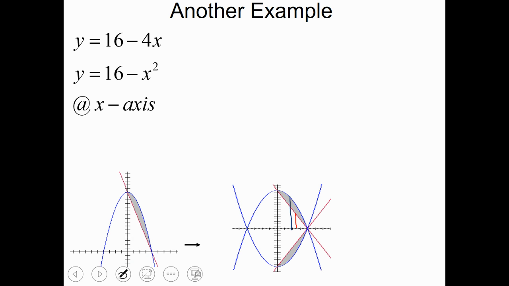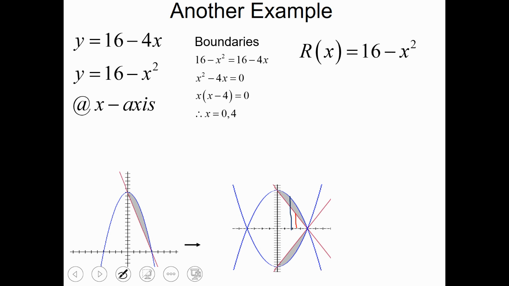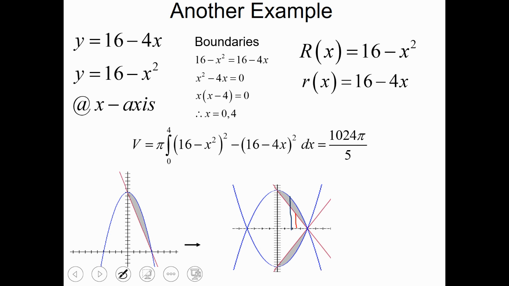Big radius squared minus small radius squared. My boundaries are going to be the x that it starts at and the x that it finishes. You can probably tell just from the graph that it's starting at 0 and ending at 1, 2, 3, 4. But if not, you can always set them equal to each other by doing this. So my big radius, my small radius, my setup from 0 to 4 integrated, big radius squared minus small radius squared to get a skinny Pac-Man volume of 1024 pi over 5.